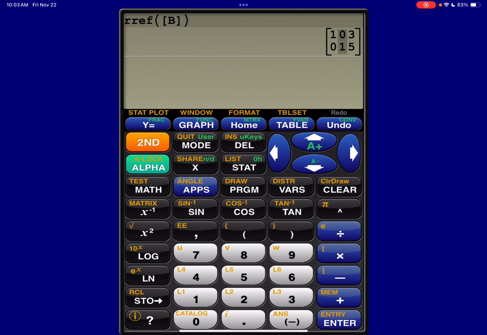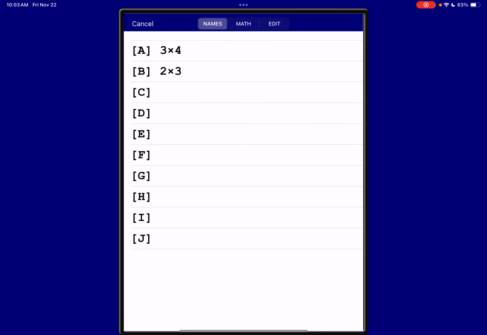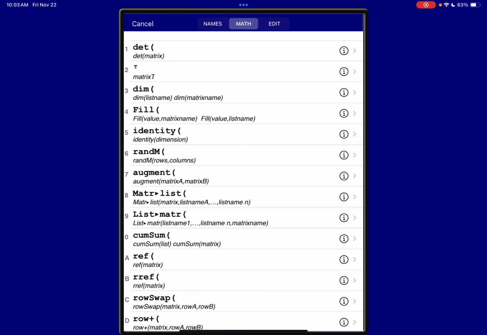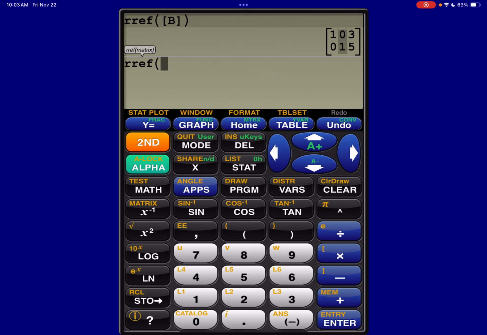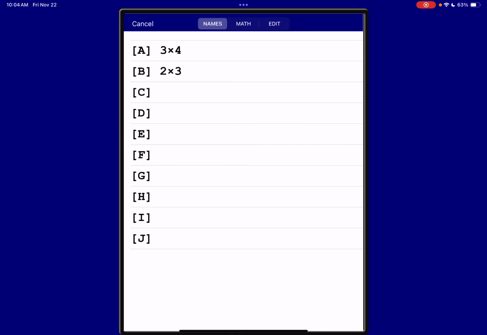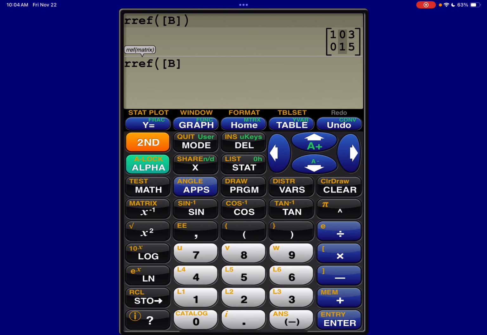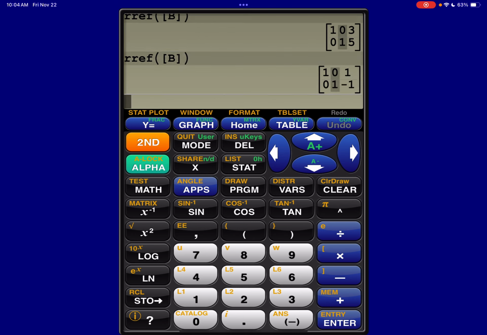Now I have to get out of here. So I'm quitting that and I'm going back to matrices. And this time I want to do math. So I want to do an operation, RREF. And then go back to matrix. Choose names. So B, that's where I put all of that. And press enter. So here it is.